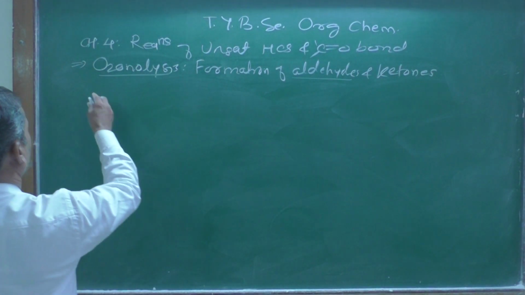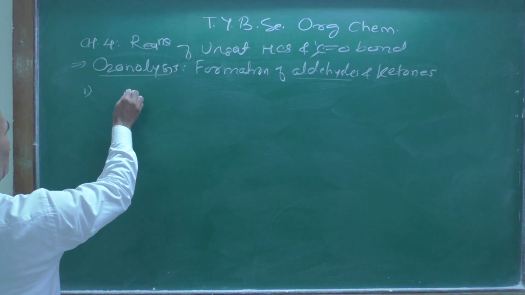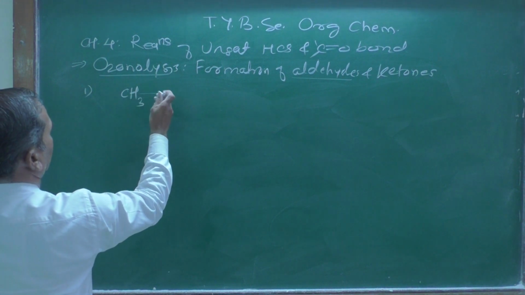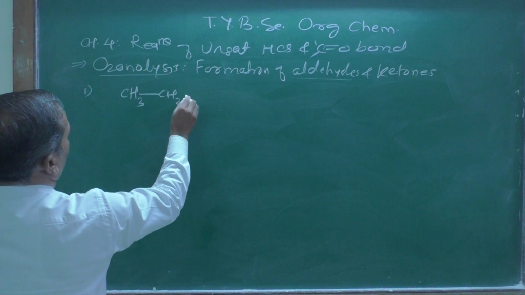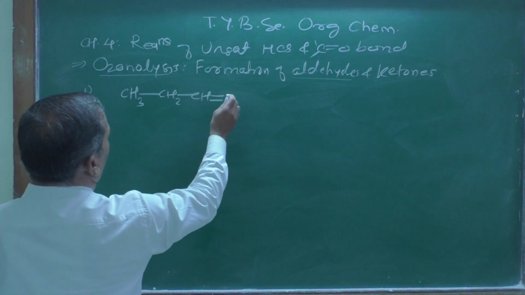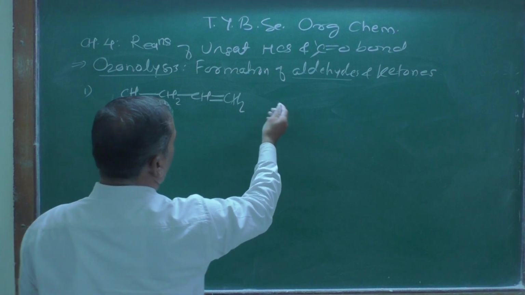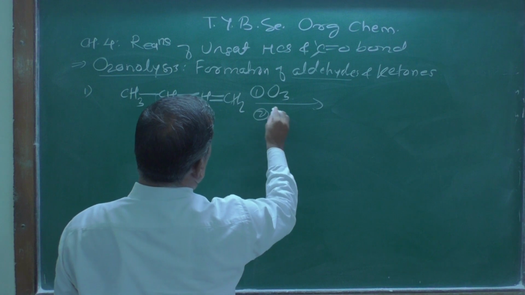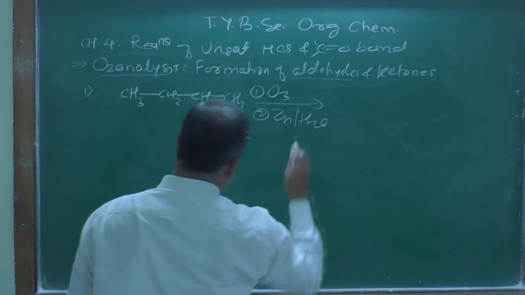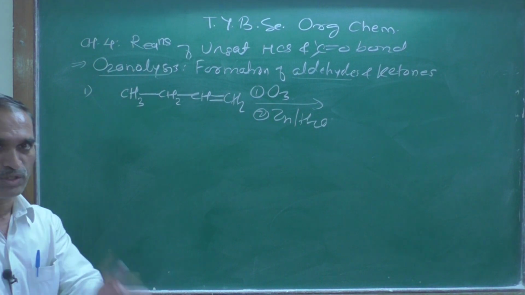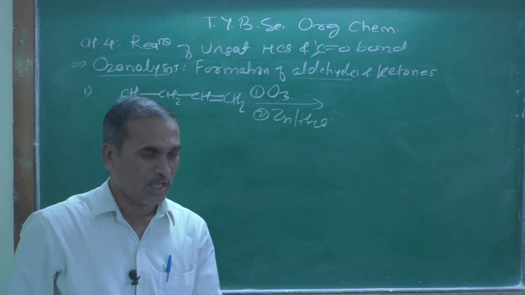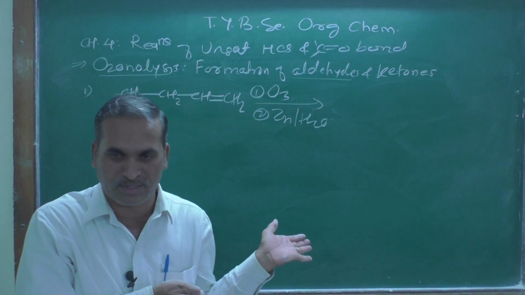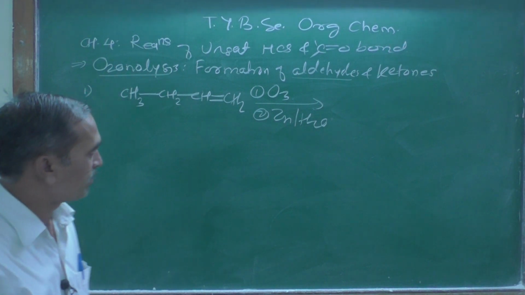Now I am writing here one of the examples. Suppose, just now we have seen, we have this one CH3, then suppose here CH2, then CH double bond CH2, that is treated with first O3, second zinc in the presence of water. You try to predict the product, because you can predict the product when you know the mechanism. We already know the mechanism just now. Now you are able to predict the product.